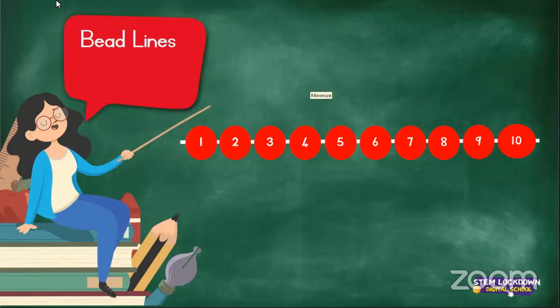Yes. Good. Okay. So now on your piece of paper, grade ones, I'd like you to copy the bead line on your page. So you're going to draw a line with 10 circles. And in those circles, you're going to write the numbers from 1 to 10. Okay, so copy the bead line, have a look at the screen. And I want you to copy the bead line. And don't forget to write the numbers in your circles.